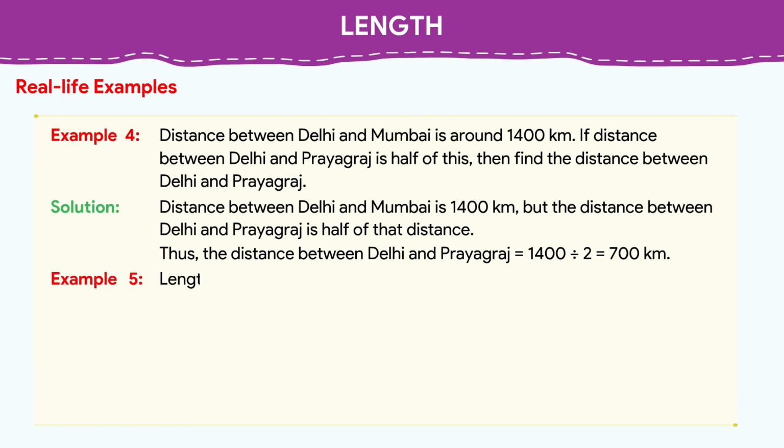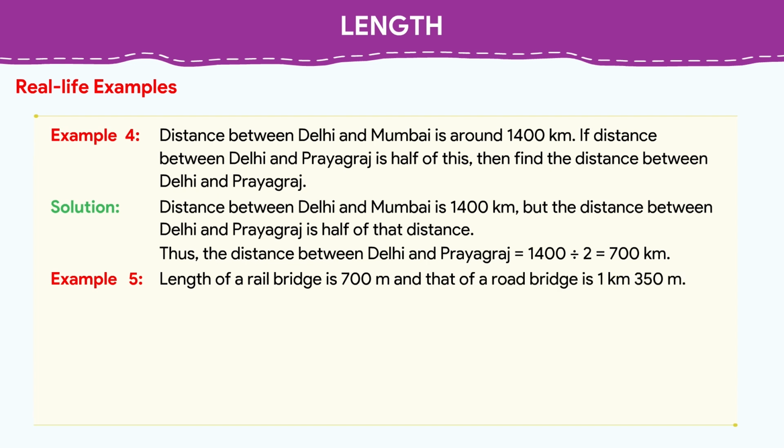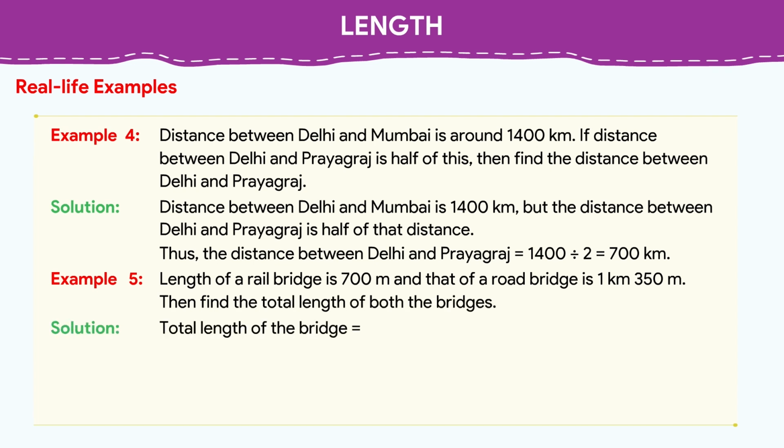Example 5. Length of a rail bridge is 700 meters and that of a road bridge is 1 kilometer 350 meters. Then find the total length of both the bridges. Solution: total length of the bridge is equal to 700 meters plus 1 kilometer 350 meters, which equals 2 kilometers 50 meters.